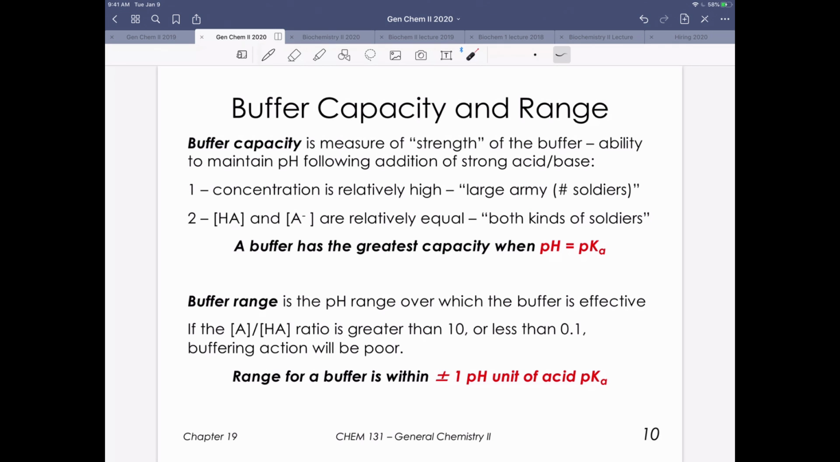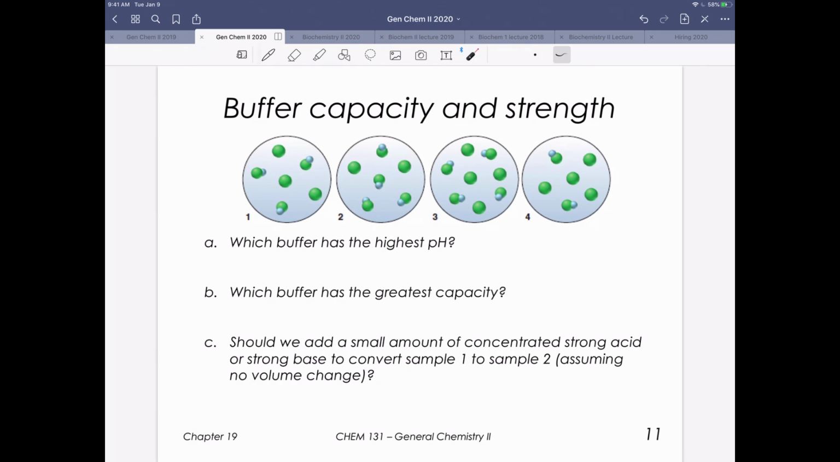We are perfect. We are spot on. So you don't want to pick something that's more than 1 unit difference there. Okay, so that's sort of the qualitative stuff to think about buffers.